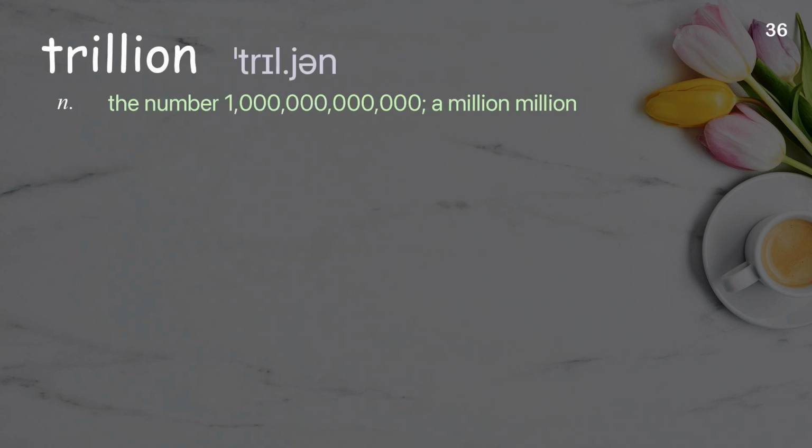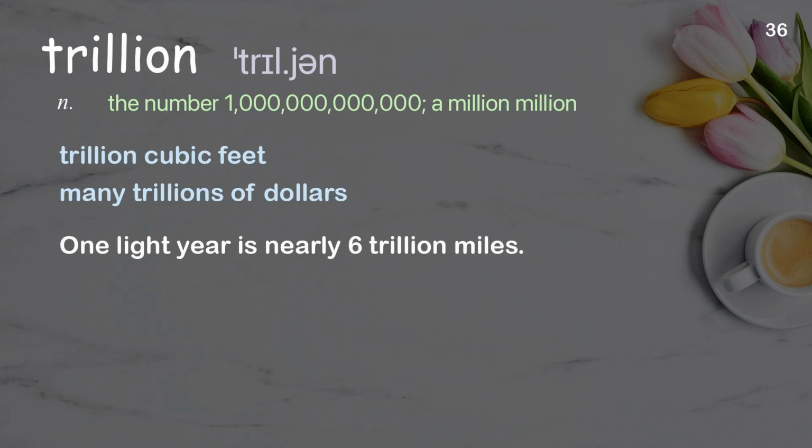Trillion. The number 1 trillion, a million million. Examples: trillion cubic feet, many trillions of dollars. One light year is nearly 6 trillion miles.